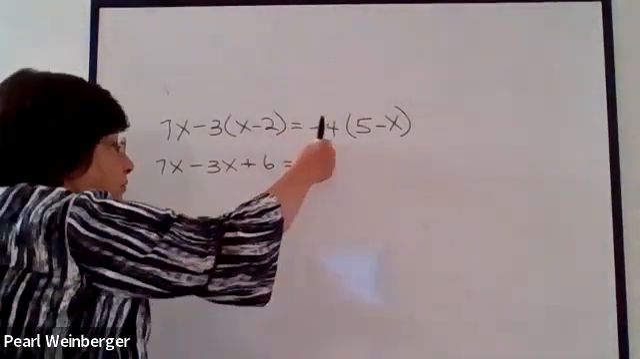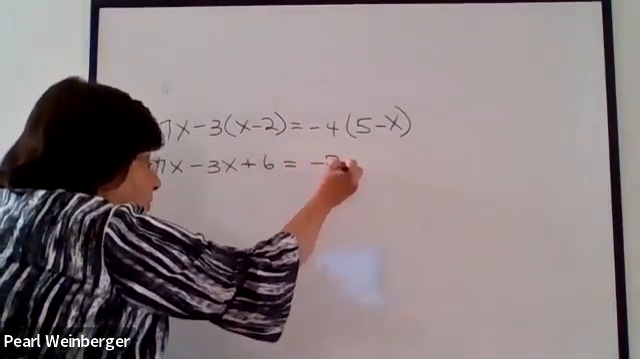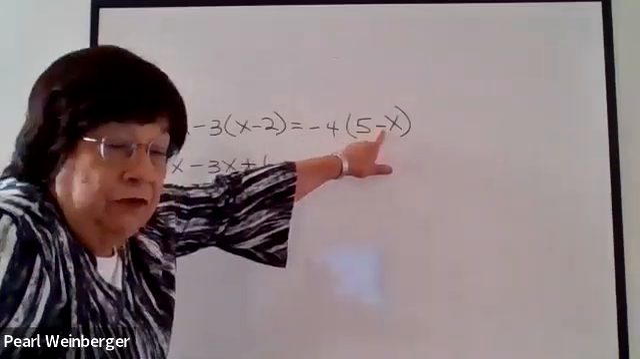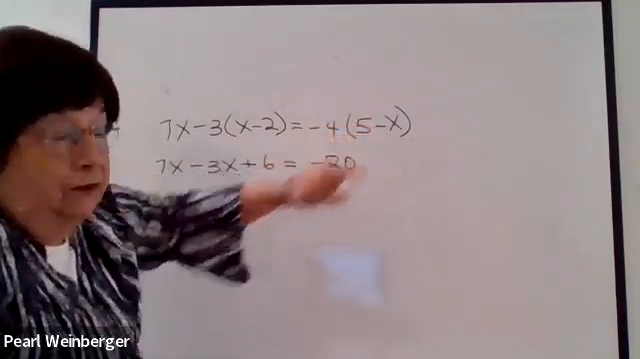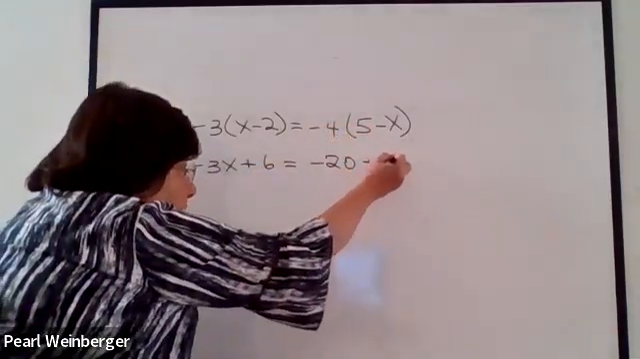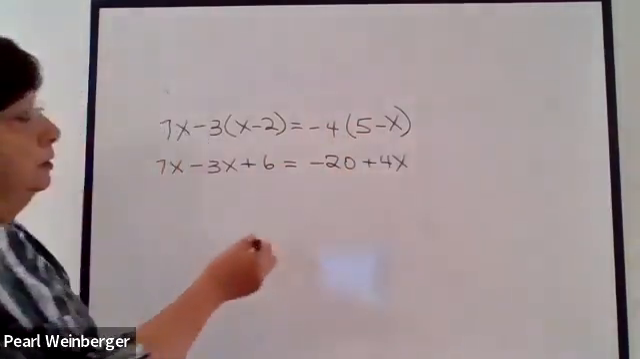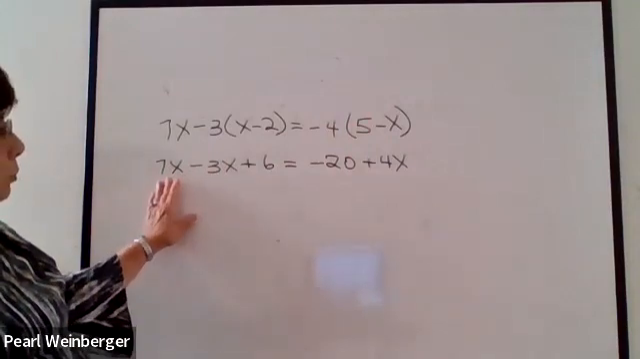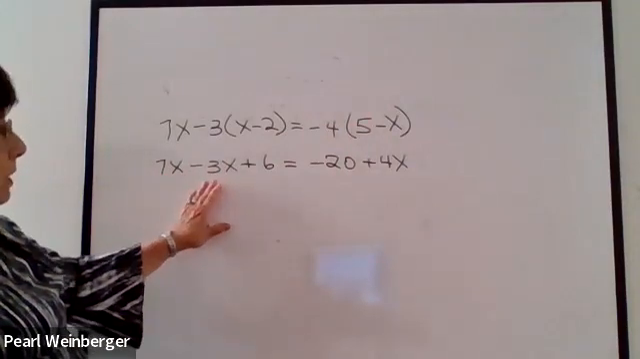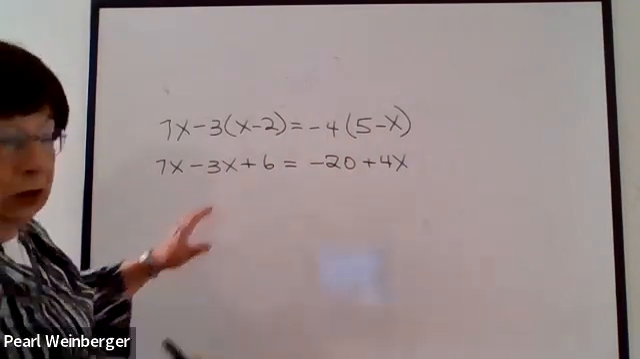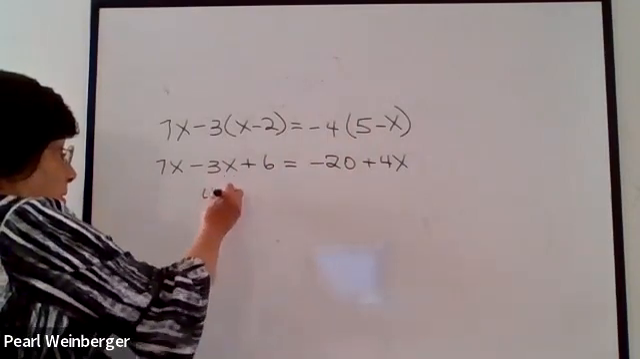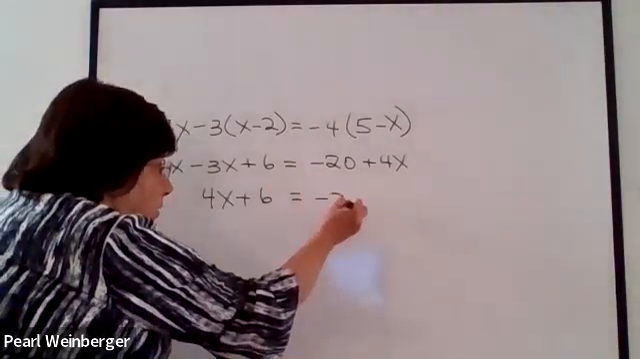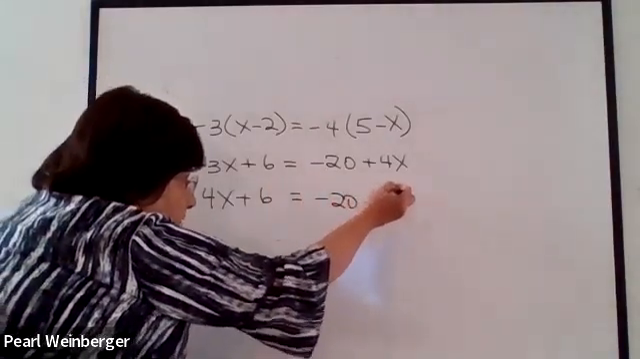So we'll get -4 times 5 is -20. And -4 times -x. Again, this is like a -1 in front of here. A -4 times a -1 would give us +4x. Okay, now we've got to combine the like terms. So on this left side, we have 7x minus 3x, which gives us 4x plus 6. And on the other side, we have -20 plus 4x.